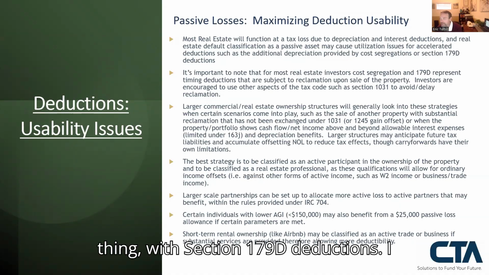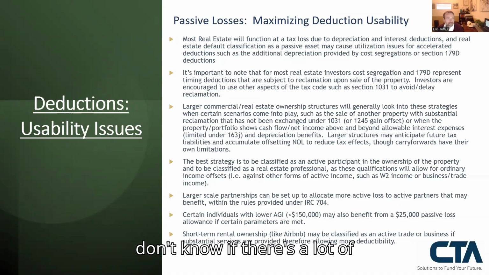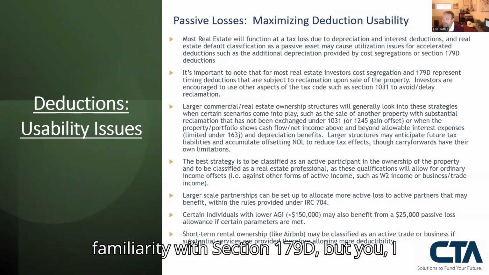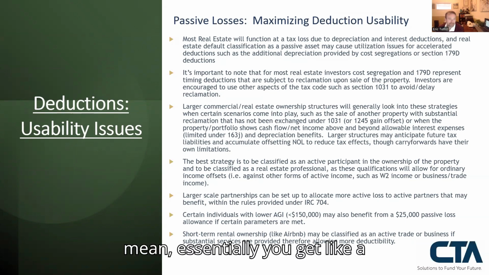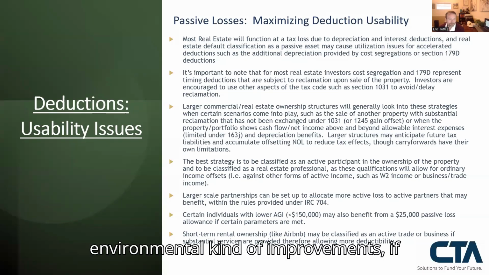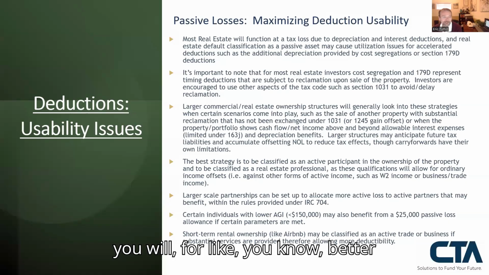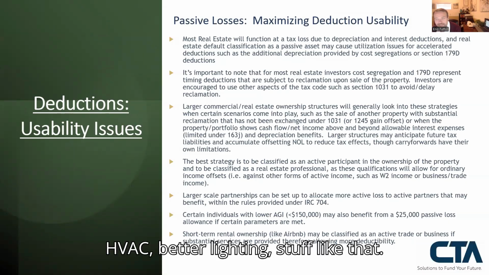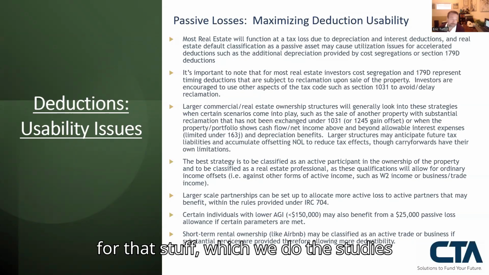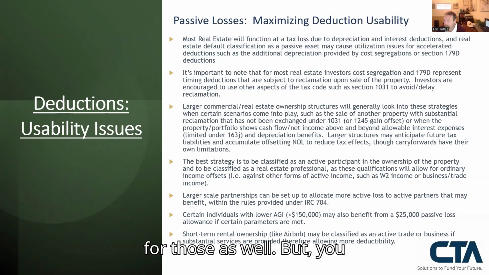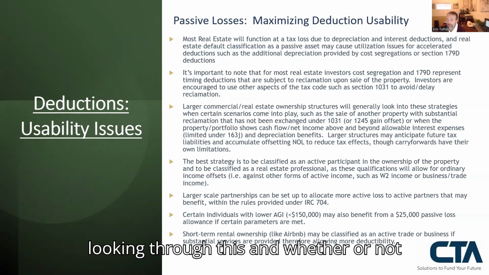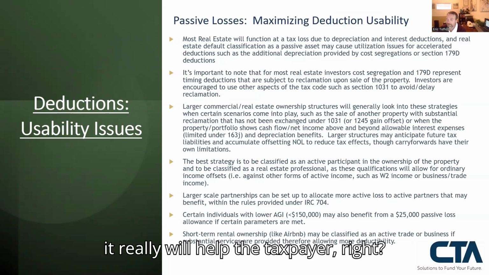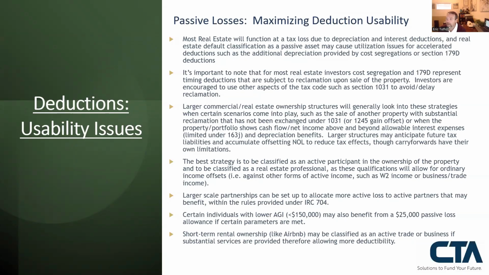Same thing with Section 179D deductions. I don't know if there's a lot of familiarity with Section 179D, but essentially you get a deduction for environmental improvements, if you will, like better HVAC, better lighting, stuff like that. You get a little bit of extra deduction for that stuff, which we do the studies for as well. But it's just something that really needs to be analyzed, and whether or not it really will help the taxpayer, right?